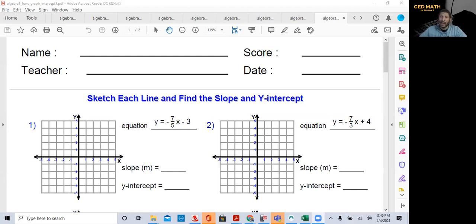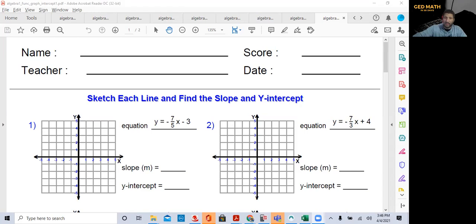And today I'll be showing you how to graph a line from slope-intercept form. Fairly easy. If you watch my other videos, you should be able to find the slope and the y-intercept from an equation of a line. If you don't, I'm going to review it momentarily.